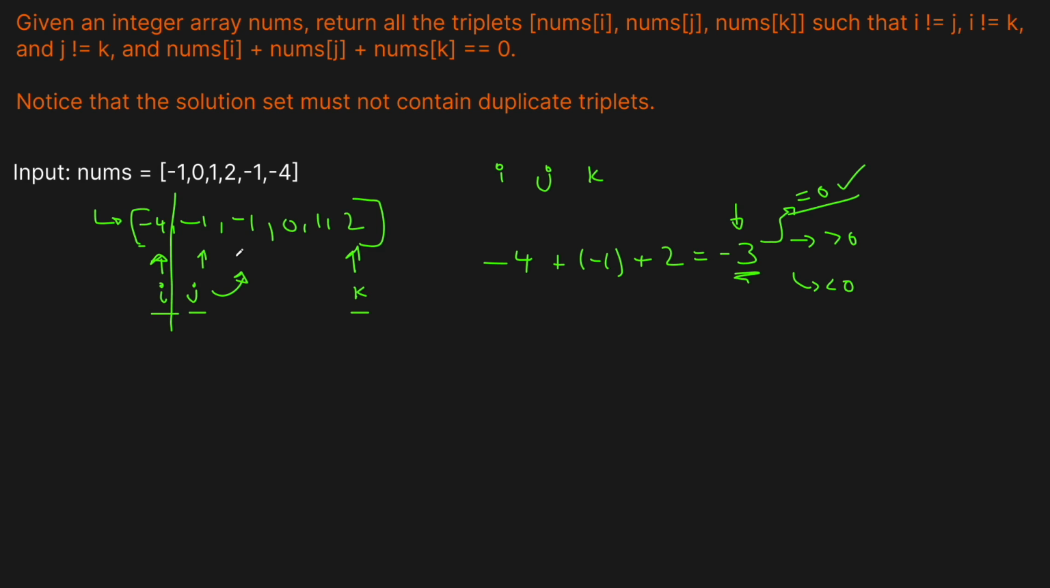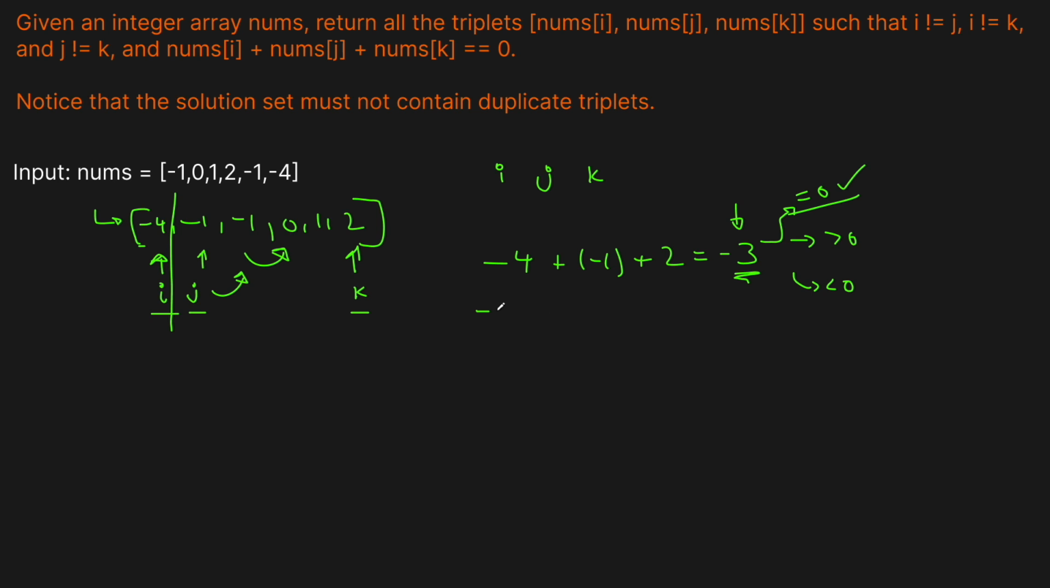In this case, j is actually the same for these 2 indices, so we're not going to consider it. We're just going to move to the next one because we want to consider the next largest value. Obviously, if we try the same value, we're not going to get a different result.